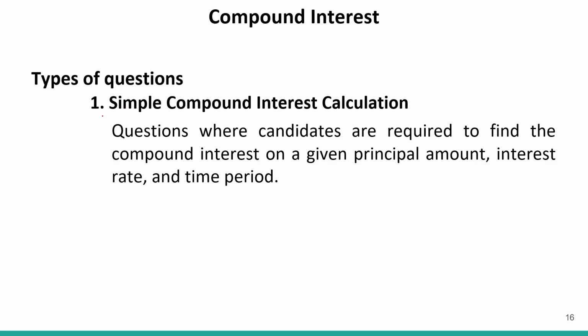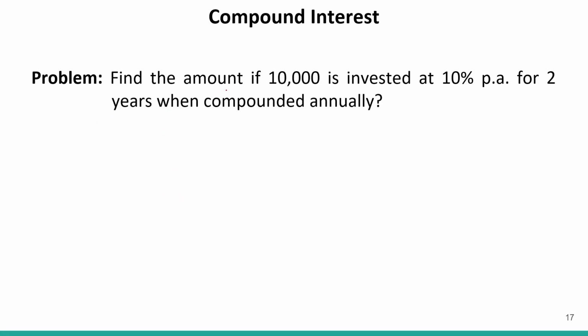Let's see the first kind of question, simple compound interest calculation. These are questions where candidates are required to find the compound interest on a given principal amount, interest rate, and time period. Find the amount if 10,000 is invested at 10% per annum for 2 years when compounded annually.